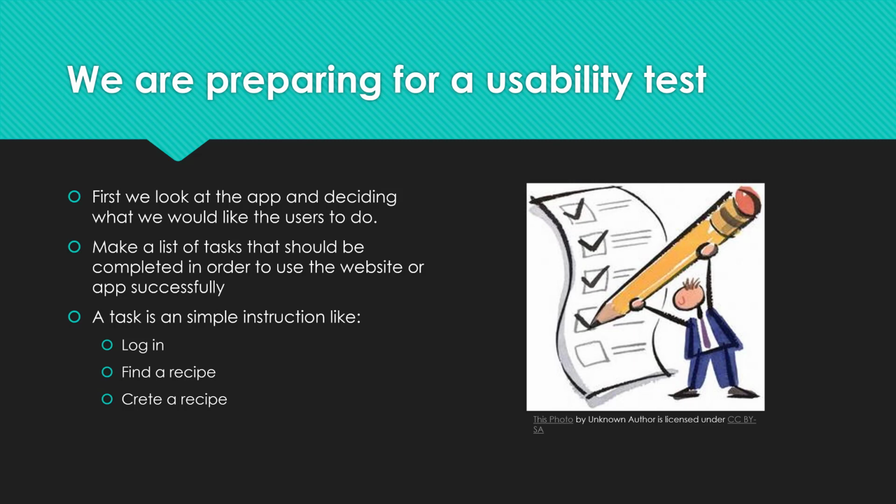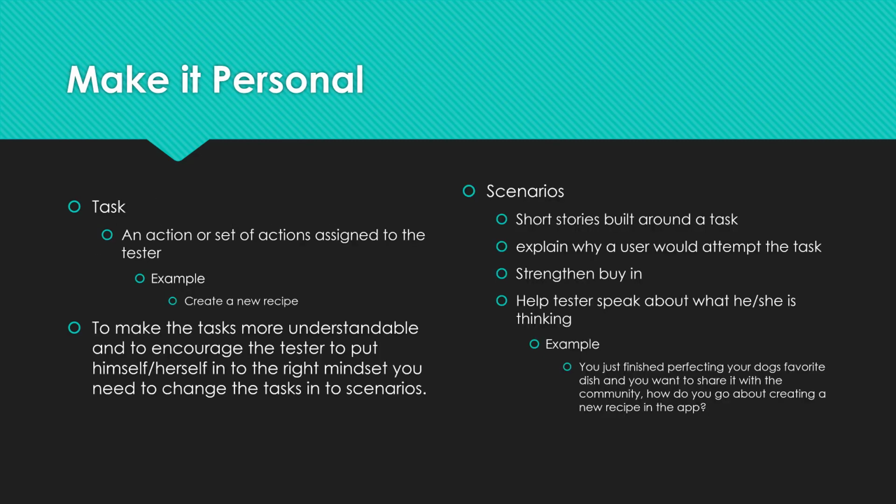So first of all, let's remember that we are preparing for a usability test. We are going to look at an app and decide what we would like the users to do. And we've done this by creating a list of tasks that we need to complete in order to see if our app design is successful. Now, the tasks can be things like simple instructions: log in, find a recipe, create a recipe. But it doesn't get people talking. The whole idea behind this usability testing is to get people talking.